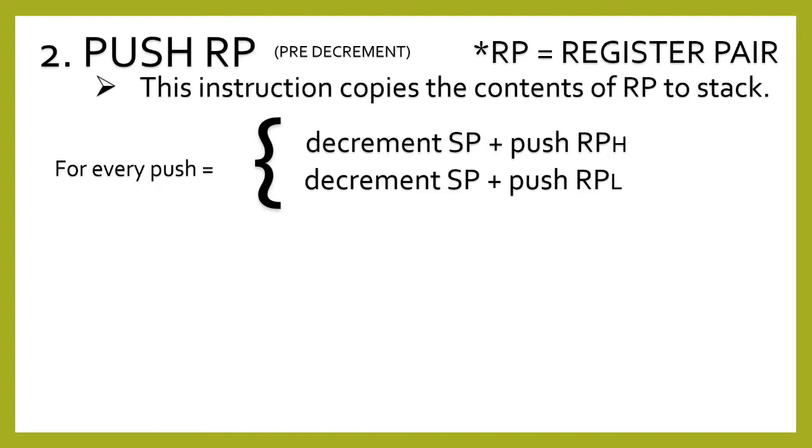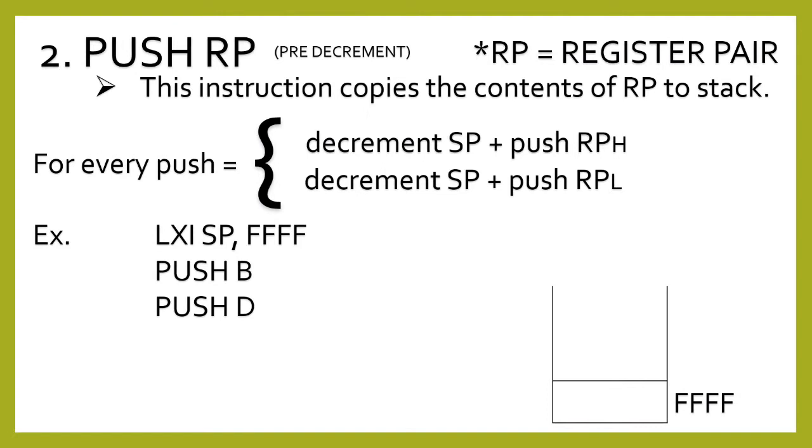So now, for example, I'm taking this program. LXI SP FFFF. That means it will initiate a stack pointer with address FFFF. And coming to the PUSH B instruction, before pushing B you need to decrement the stack pointer, because PUSH RP is a pre-decrement operation. That means if you're going to push anything, you need to decrement your stack pointer first. So here, after decrementing the stack pointer, it will give you FFFE. Into this location you need to store the contents of register pair B.